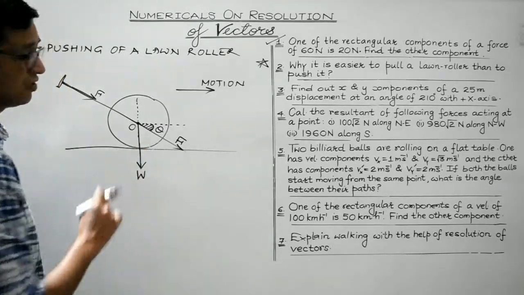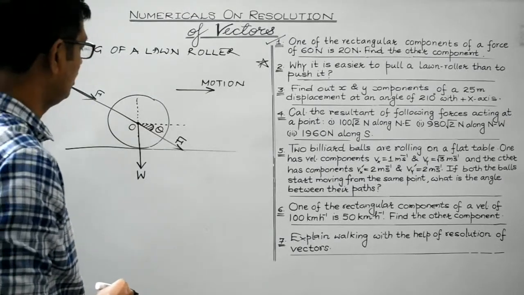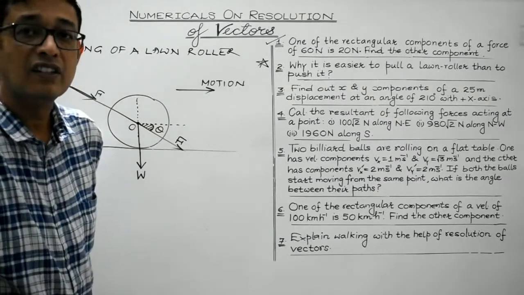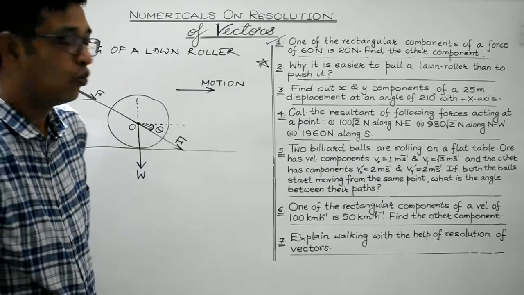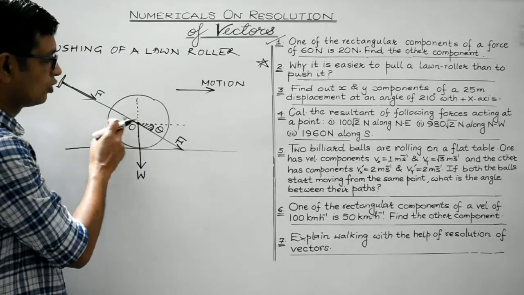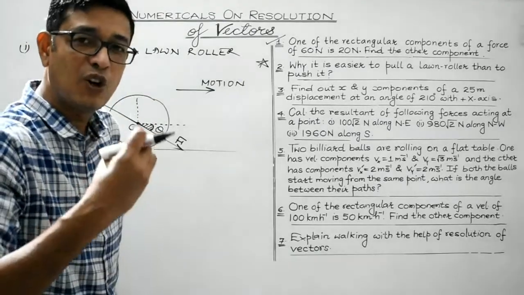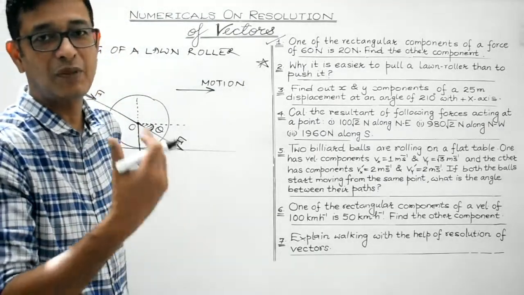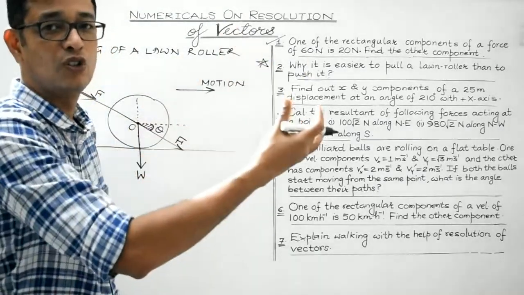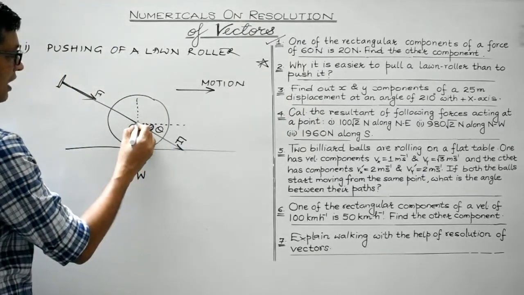This is the weight, m into g, weight of the lawn roller. The second one is reaction force. Whatever force is exerted by the lawn roller on the ground, as per Newton's third law, the same equal and opposite force must be exerted by the ground on the lawn roller, right? So this is the reaction force.